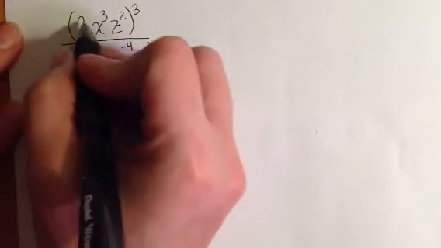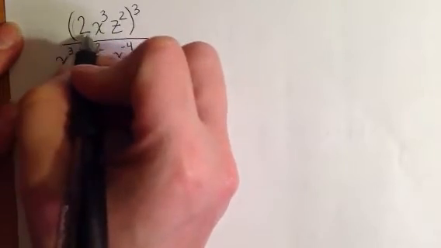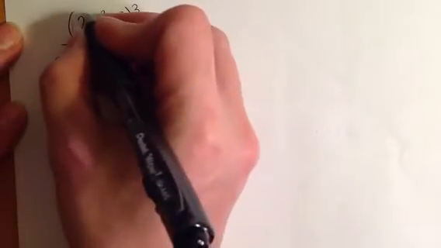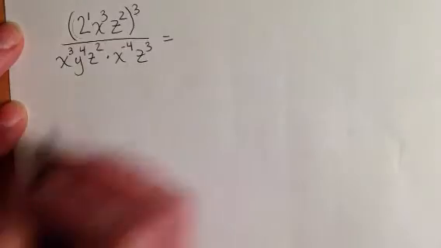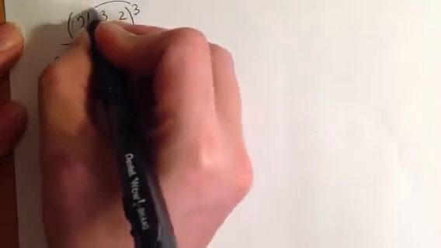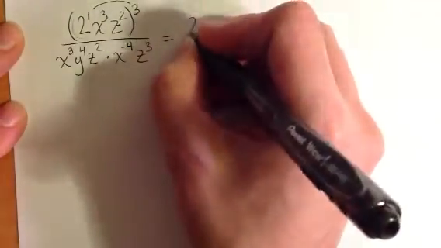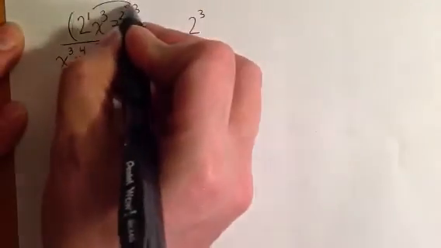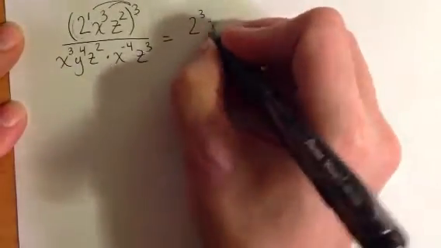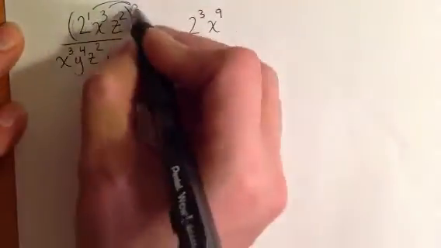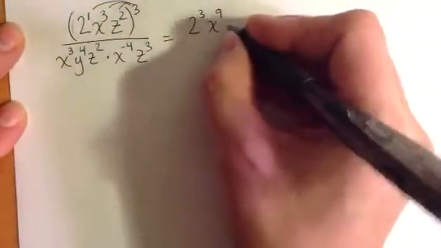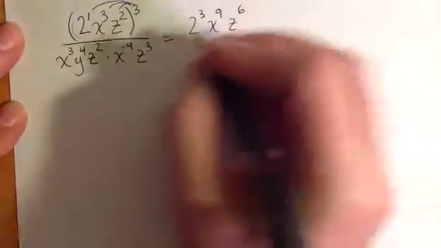the other exponents. Don't forget the constant term in the front, the coefficient. It has an exponent of 1. So this is going to become 3 times 1 is 2 to the 3rd power. 3 times 3 is x to the 9th power. 3 times 2 is z to the 6th power.